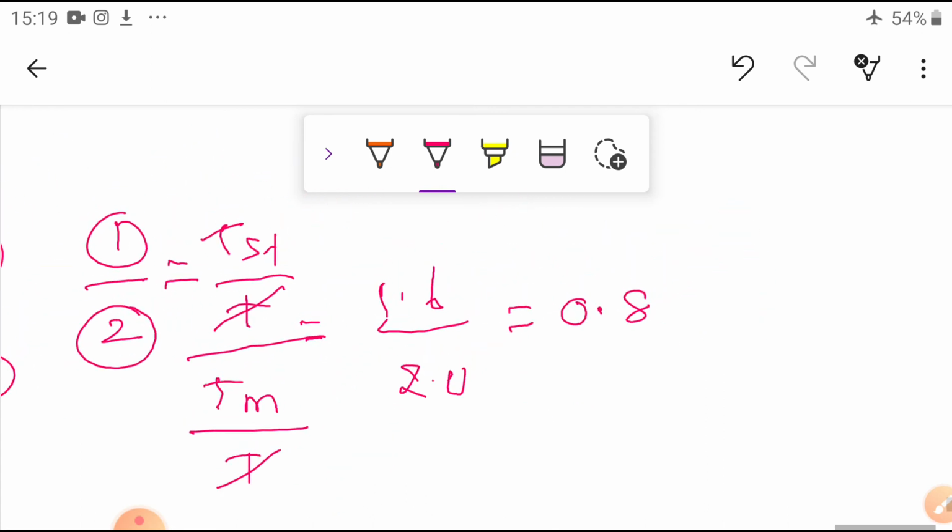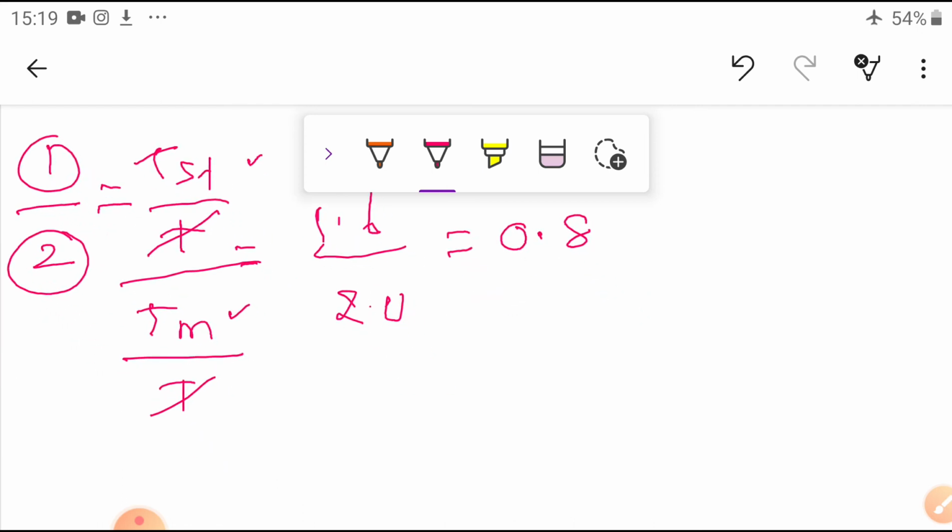Here T starting and T maximum. I know the relation between T starting and T maximum, that is 2A by 1 plus A square. That formula I know. So, T starting divided by T max is equal to 0.8. We got it. This is the third equation.